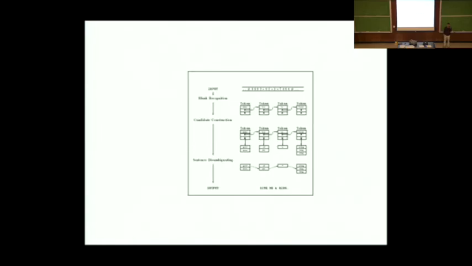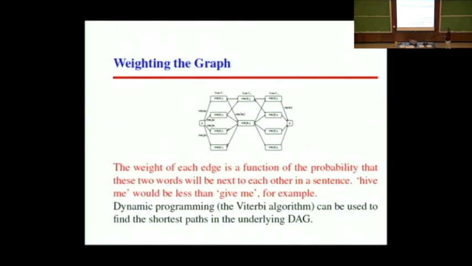Does everybody see that? How could I figure out if a word pair likes to be next to each other? Can anybody think of a way? Yeah. If I go through a large amount of text, I can count how many times these words have been next to each other, right? And give me has occurred a lot more often than hive me, correct? Okay. And now what is my solution going to be? I claim I've got a weighted graph that goes from left to right in this model. I claim that the shortest path through this graph is going to be a logical interpretation of those words as a sentence. Does that kind of make sense?